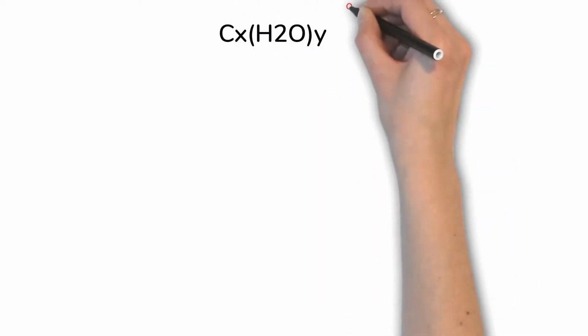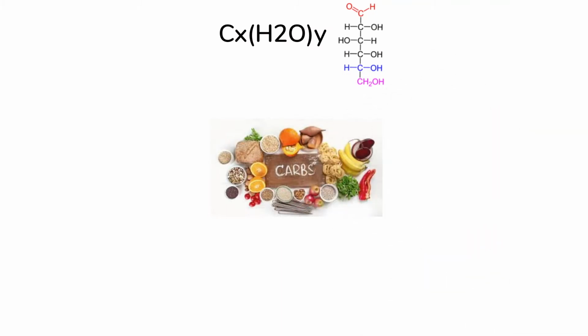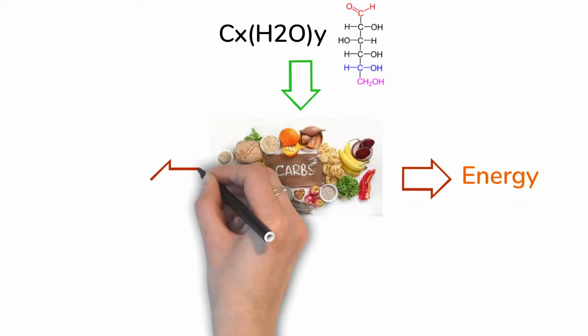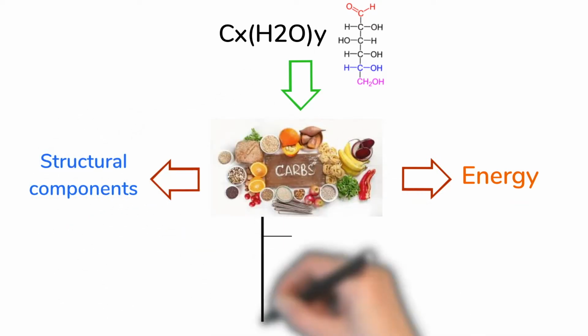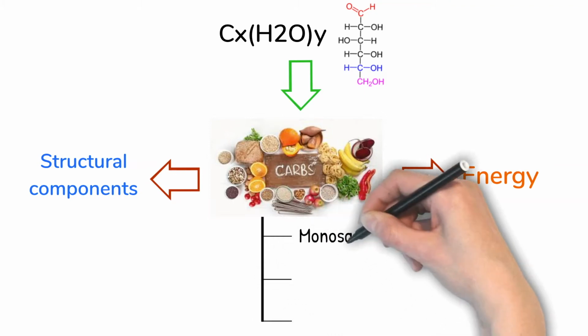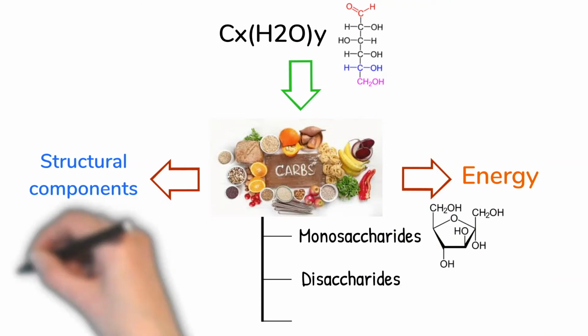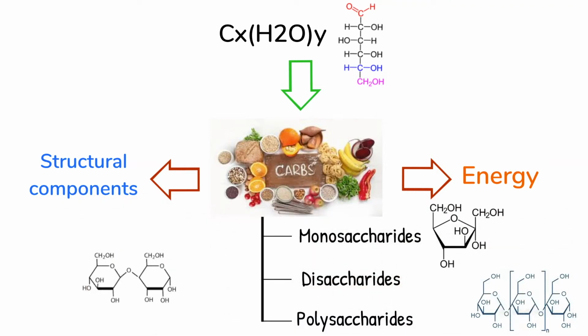Carbohydrates, also known as sugars, are made up primarily of molecules containing atoms of carbon, hydrogen, and oxygen. They are essential energy sources and structural components of all life on Earth. There are three main types of carbohydrates: monosaccharides containing one sugar molecule, disaccharides containing two attached sugar molecules, and polysaccharides containing three or more attached sugar molecules.